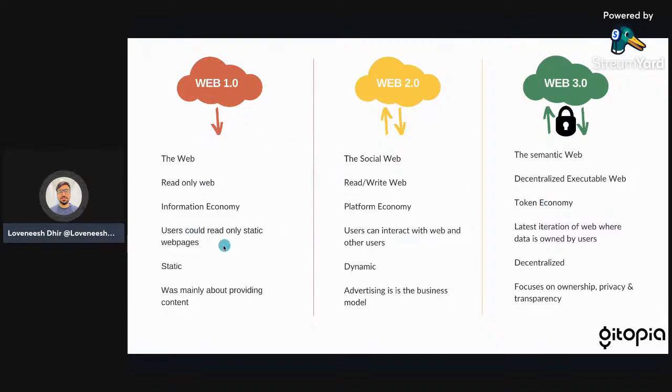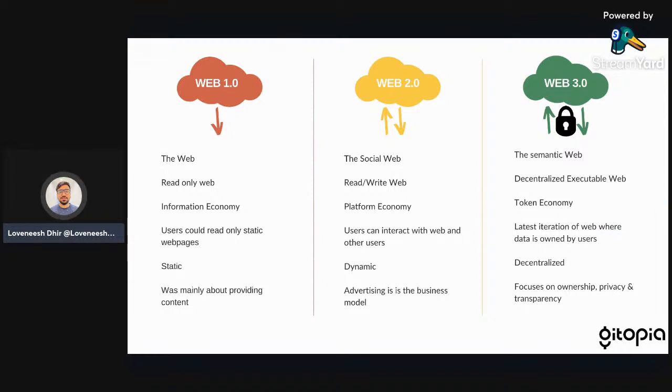These are the points that we have already discussed. In Web 1, users can read only static web pages. In Web 2, users can interact with the web and other users. In Web 3, users will own the data. While talking about Web 2, at the current stage, we are not the sole owners of the data or the content that we create.